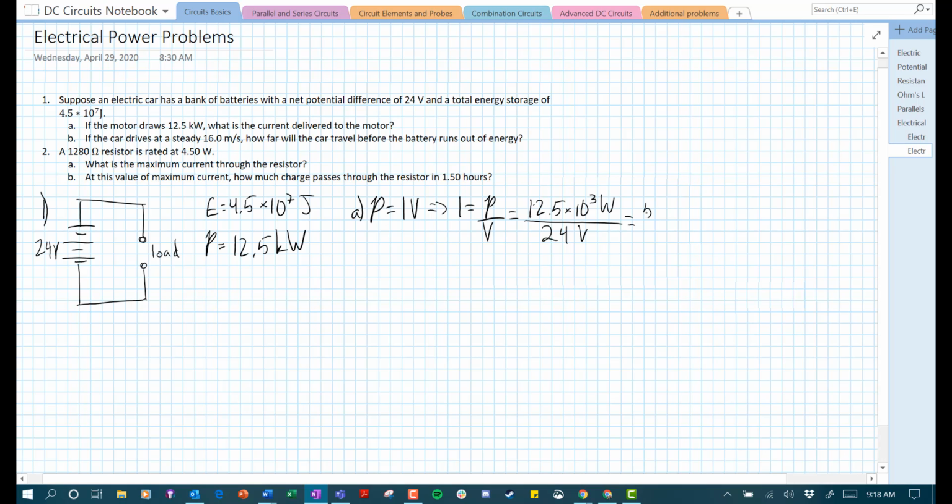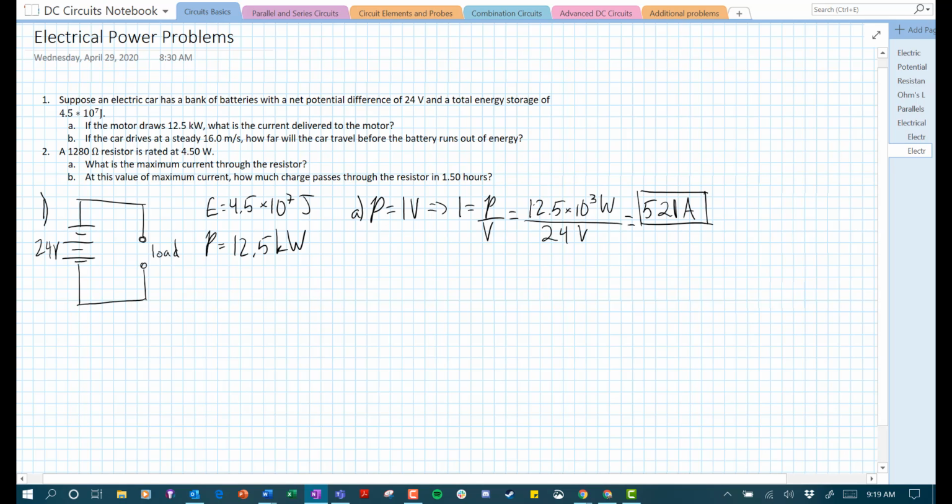Getting 521 amps of current. Ooh, that is a whole lot of current. That is way more than enough to kill you. This is a whole lot of current. So we have 521 amps of current.